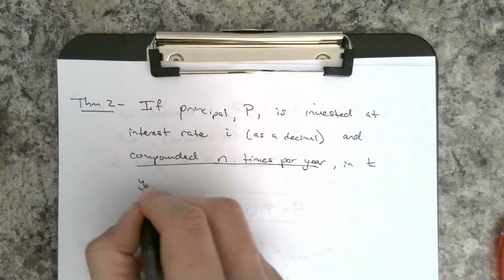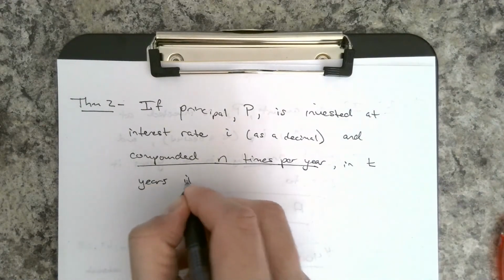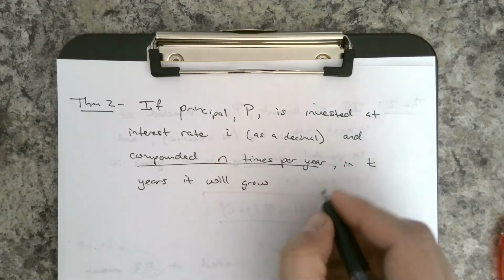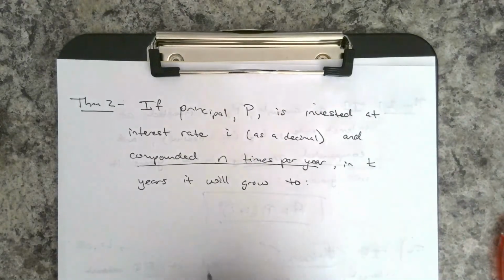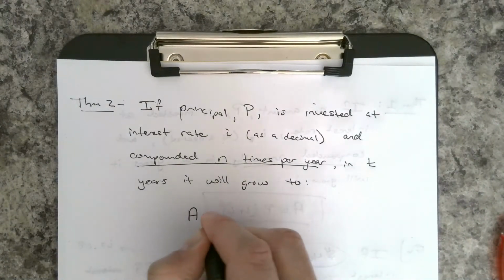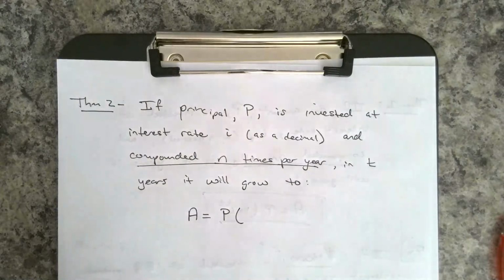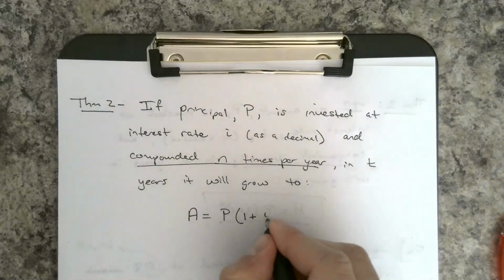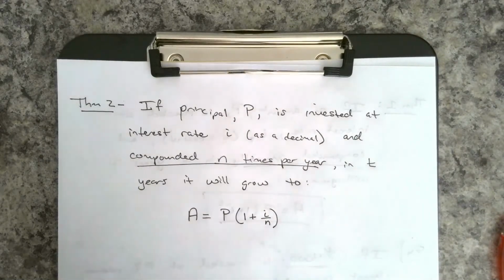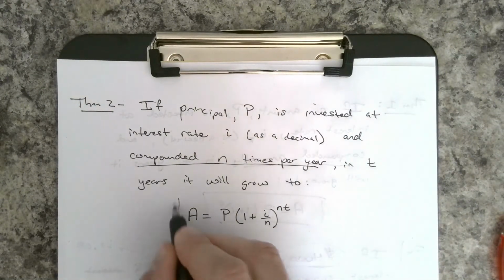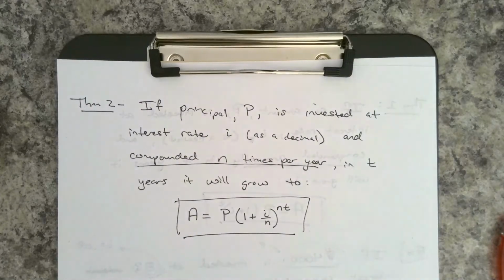In t years, it will grow to this amount. So if it's left untouched, the amount you have in your account, A, is equal to the principal times, in parentheses, so that part's similar, you still have 1 plus, now this is where it changes, I divided by n, close parentheses, and the power is now the nt power. So this is the formula you would use if you have interest compounded n times per year.